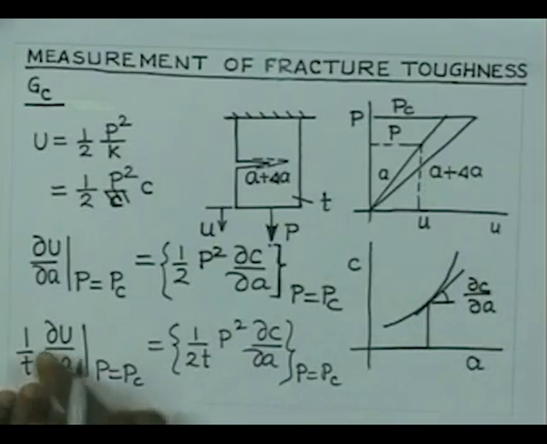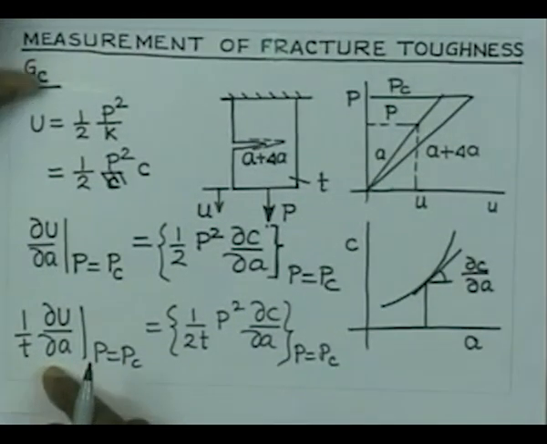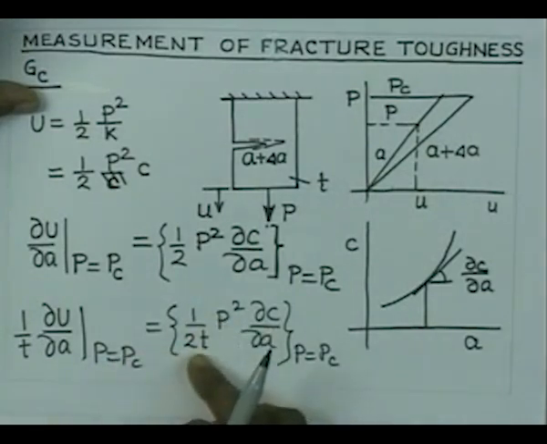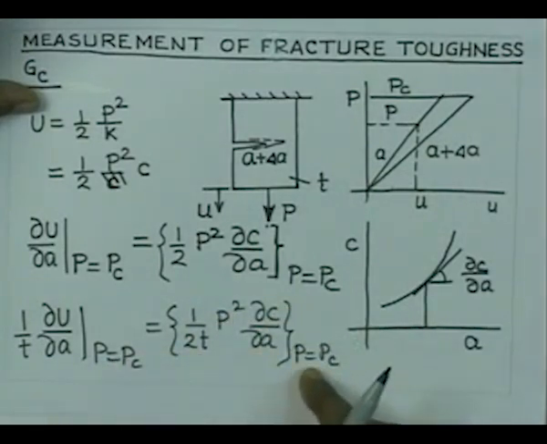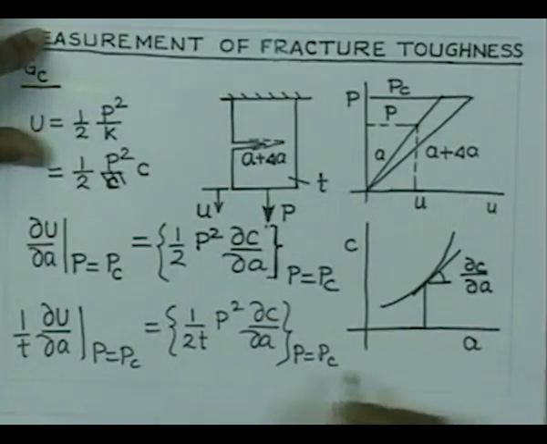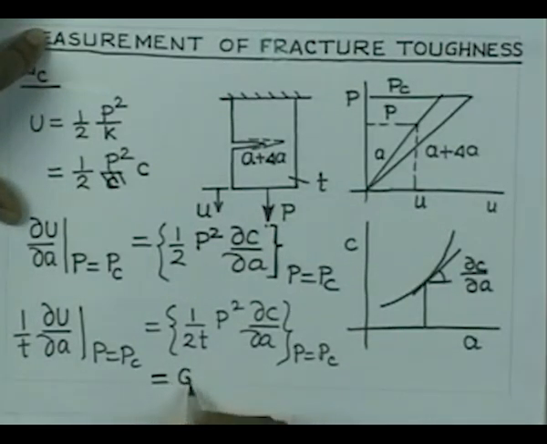and hence this strain energy release rate at the point when the crack is extending is given by 1 by 2 T P square delta C delta A, where P equal to Pc, that is nothing but the critical strain energy release rate, and this is equal to G C, the fracture toughness of the material. At the point of crack extension, the strain energy release rate is critical, and that is nothing but the fracture resistance of the material. So, in order to determine the value of this fracture resistance of a material, we can do an experiment like this.